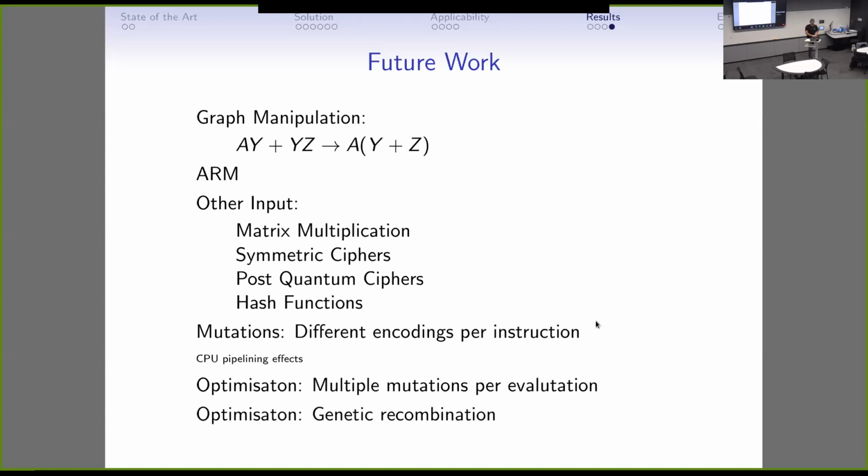And the last thing that we could do is genetic recombination, in the sense that we have one and we don't mutate, but we have another one from maybe the bad part of the population, as I've explained earlier, and combine these somehow. But this is also not trivial because we need to maintain correctness.